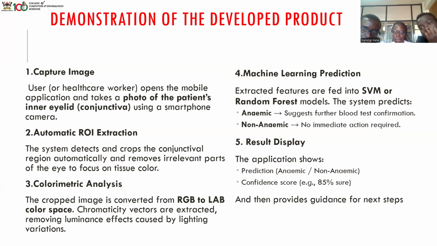We've come up with models. One of the models is SVM and others are random forest based models. These models, once trained, will predict whether someone is anemic or non-anemic. Then in the end, we shall display the results and say this person is anemic, and also provide further guidance steps in case the person is anemic. As you can see, confidence scores will also be given, such as 80% sure.